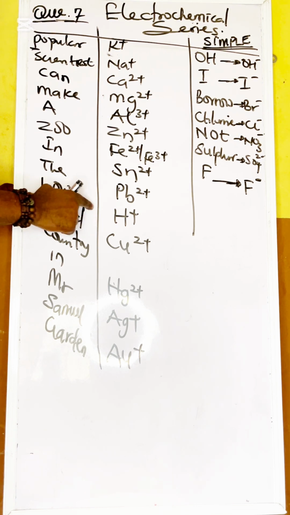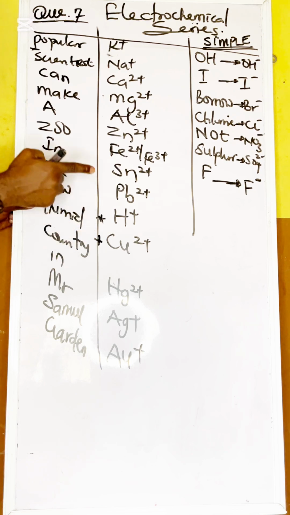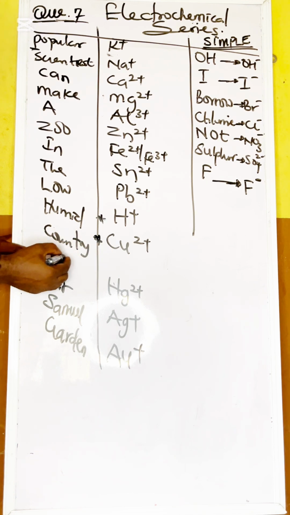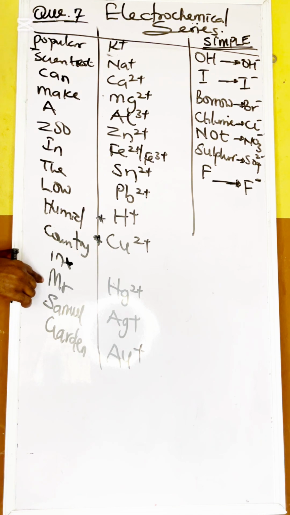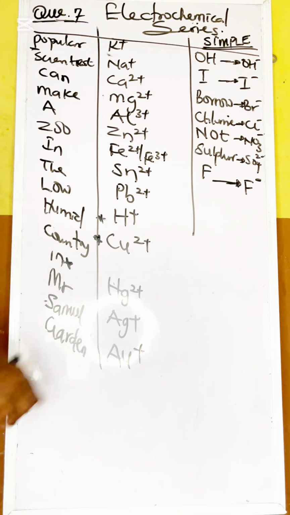Humid is hydrogen. Don't forget, this one is very, very important. The hydrogen is above copper in the electrochemical series. Take note of that. Country here means copper. In here, there's nothing, it does not mean anything. But Mr. Samuel's garden means, Mr. means mercury, Hg. Samuel means silver, Ag. Then this garden means gold, which is Au.